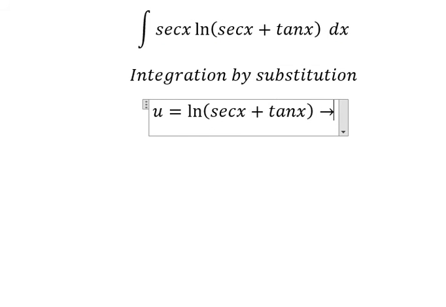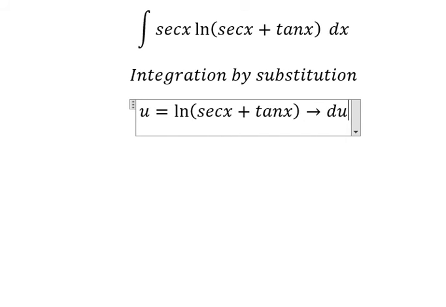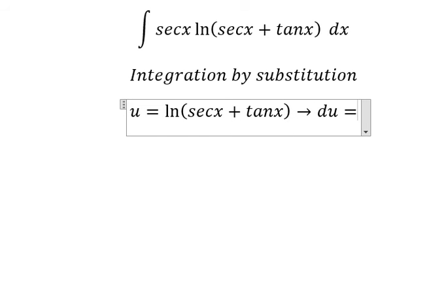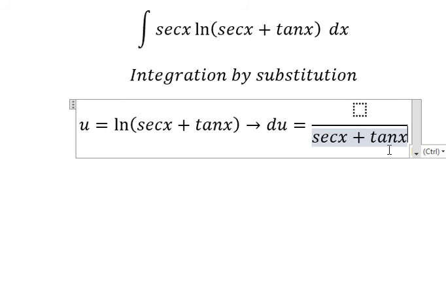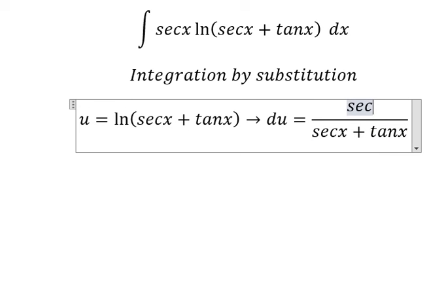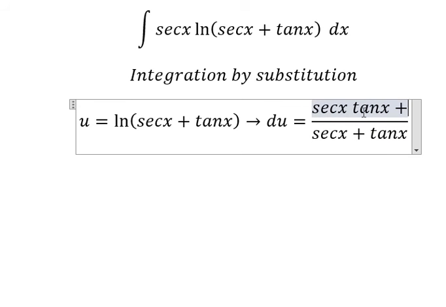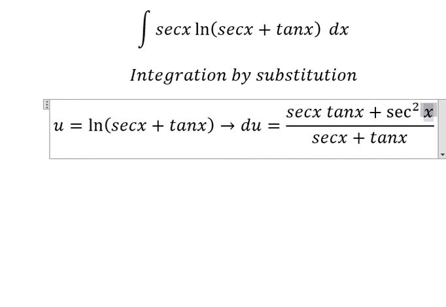So if we do first derivative for both sides, we have du equals to, if we do first derivative of natural log in here, this one will go to the denominator. Later, this one continue do first derivative, and we have secant of s tan s plus secant of s square ds.